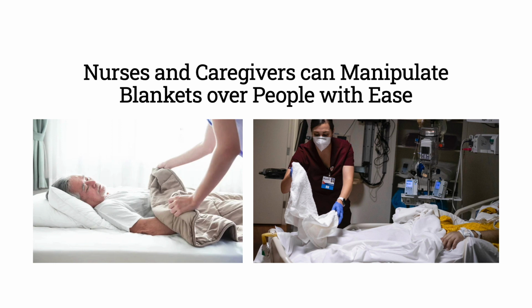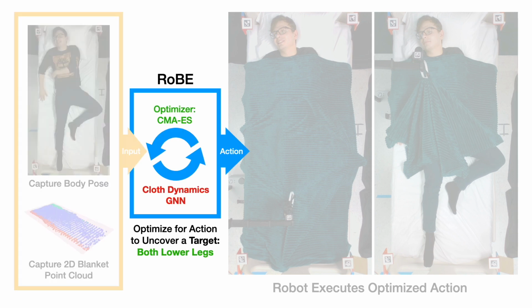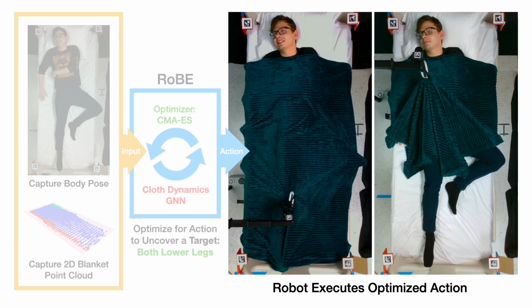In this work, we propose a new, graph-based dynamics modeling approach for targeted bedding manipulation. This approach, which we call robust body exposure, or RoBE, involves first capturing the pose of a person and a point cloud of the blanket that is covering them. We feed this information into an optimization loop where we find actions to uncover a given target limb by optimizing over a cloth dynamics model. Once the optimizer meets termination criteria, the robot then executes the optimized action.